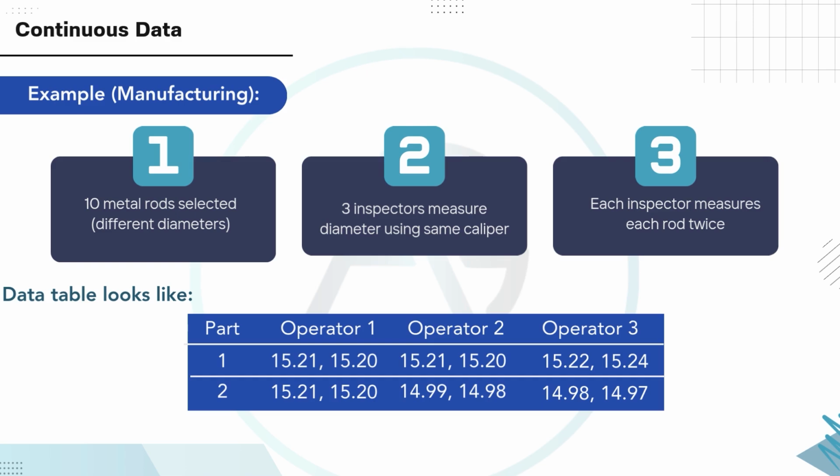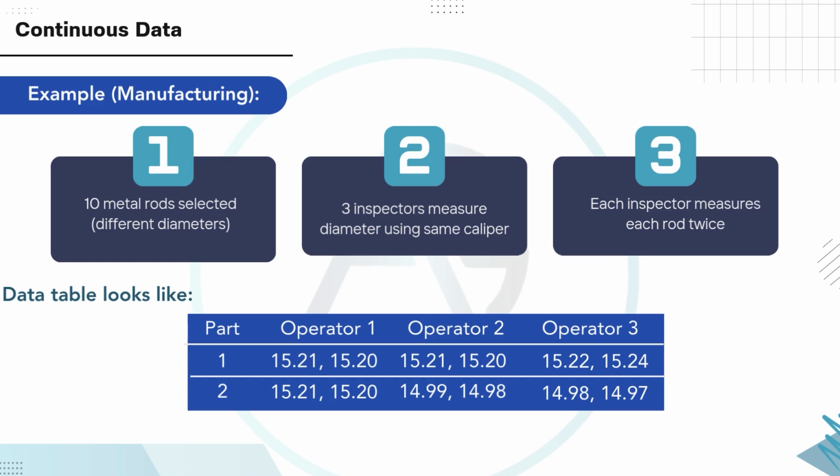It's important that the same measurement instrument is used to ensure consistency across readings. Step 3. Each inspector will measure each rod twice. This repetition is key to assessing the repeatability of the measurements within each operator, and also helps evaluate the consistency across operators. At the bottom of the slide, you can see an example of how the data might look.